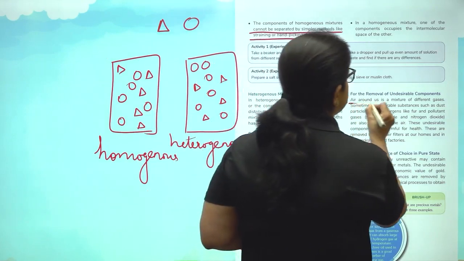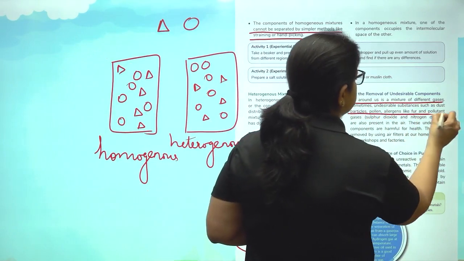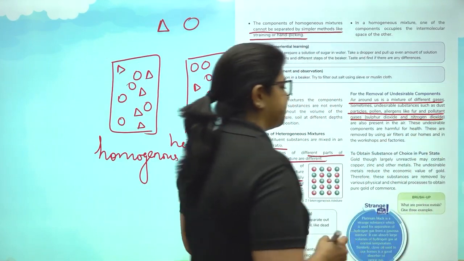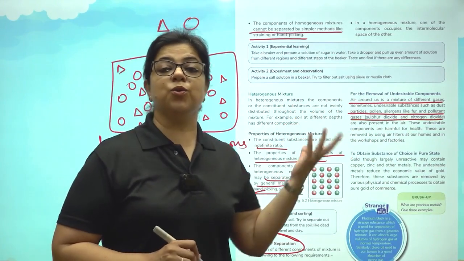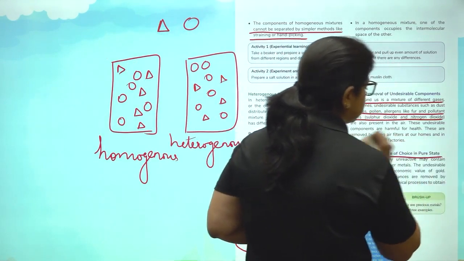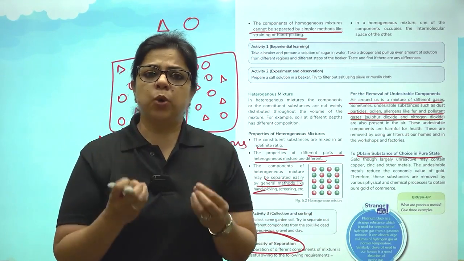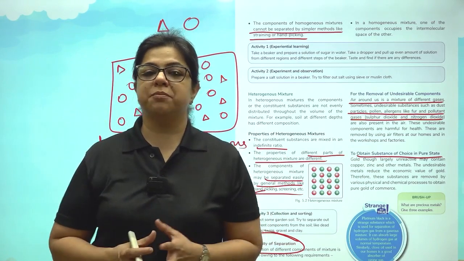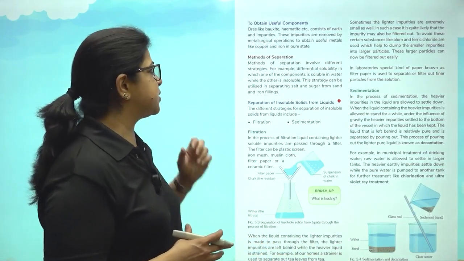The first example is that air around us is a mixture of gases, and it also contains dust, pollen, allergens and pollutant gases like sulfur dioxide and nitrogen dioxide. Now, these are undesirable in nature. So, that is why we need pure air to breathe in. Another example that has been given is to obtain substances of choice in pure state. So, when we are making gold ornaments, what do we want? We want pure gold, right? If there are other elements clinging to gold, then it is not going to remain pure. That is the reason it is important to separate substances.